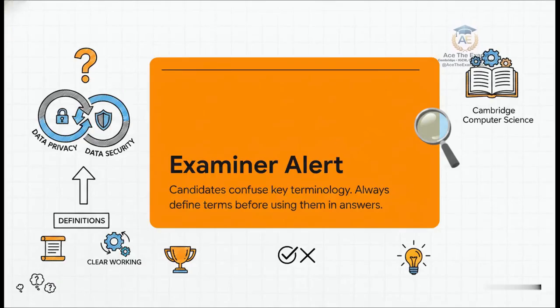Which leads us directly to a massive examiner alert. The examiner reports consistently reveal that candidates confuse key terminology. You will literally see students swap the terms data privacy and data security throughout their essay, as if they are the exact same thing. They aren't. Data privacy is about authorized access and policies, while data security is the technical mechanism protecting it.